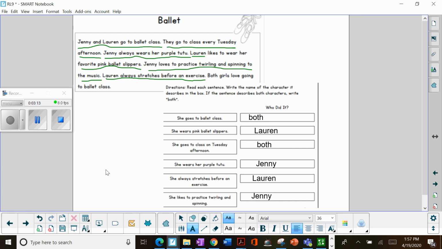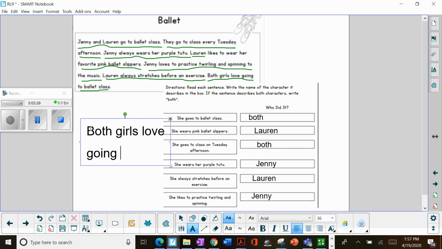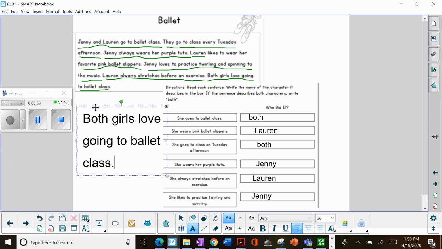All right, something else that they both like is that both girls love going to ballet class. Okay, so now I've looked at what is the same and what is different about Jenny and Lauren.